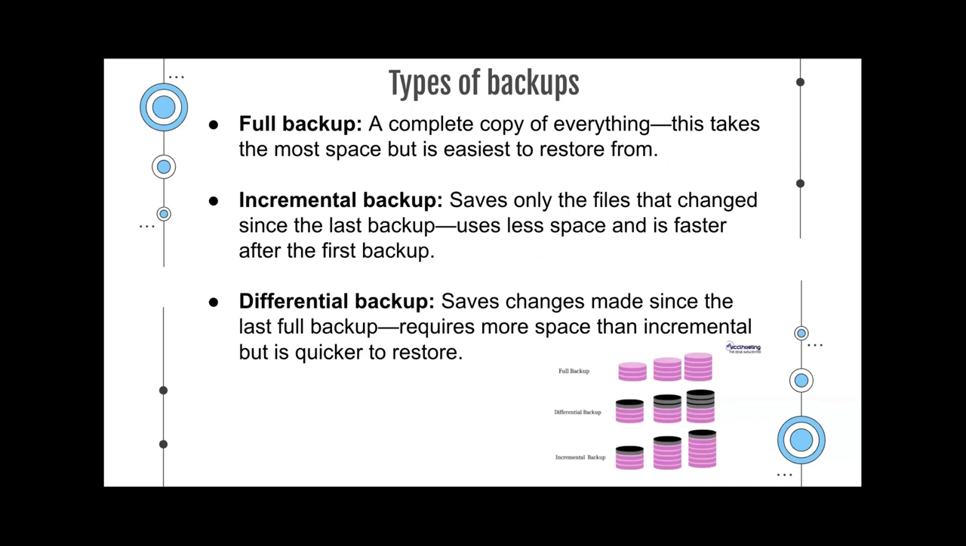Then we have incremental backup. It saves only the files that changed since the last backup. So instead of downloading and backing up everything at once, it backs up in certain periods of time without backing up too much at once. So it saves only the files that changed since the previous backup using less space, and it's faster because when you back up everything at once, it's going to take longer than if you back up things in chunks over time.